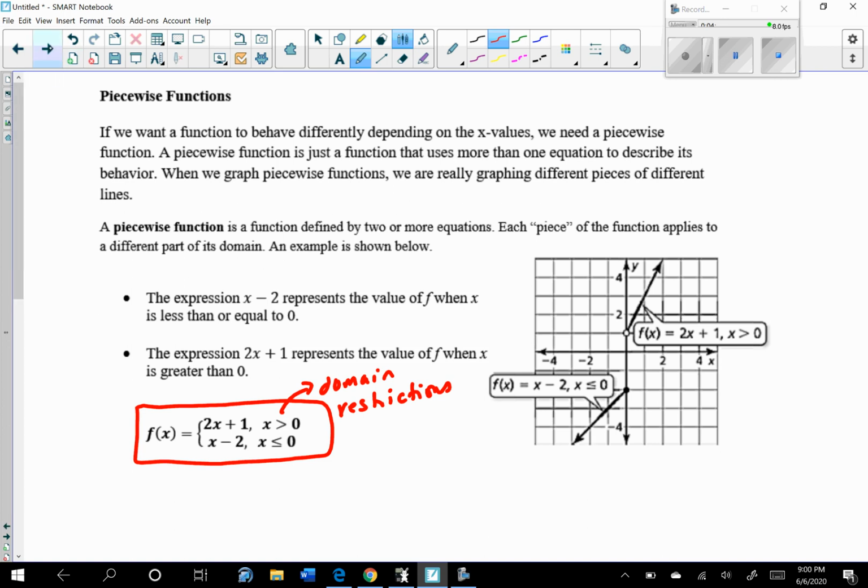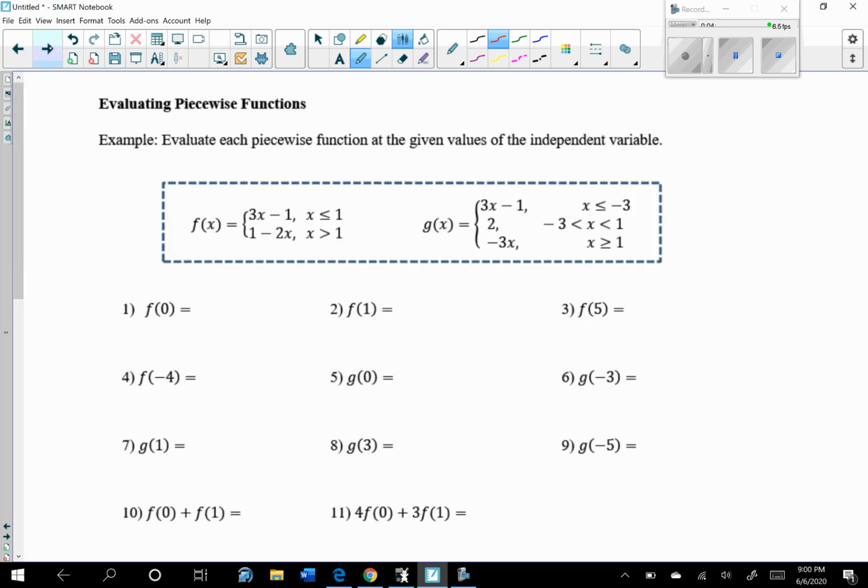So let's go ahead and do some practice of these. Before we actually graph them, let's look at evaluating the piecewise function given the values of the independent variable. We have two functions here, f of x and g of x. For the first one, let's look at f of 0. f of 0 means we're using this function right here, f of x.